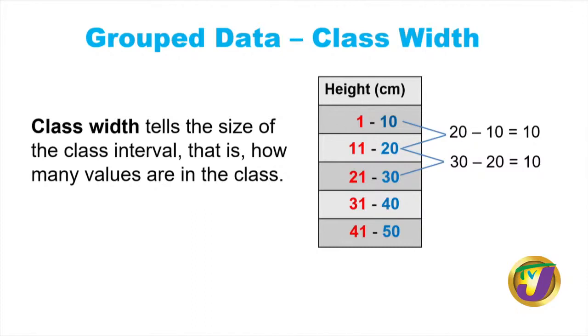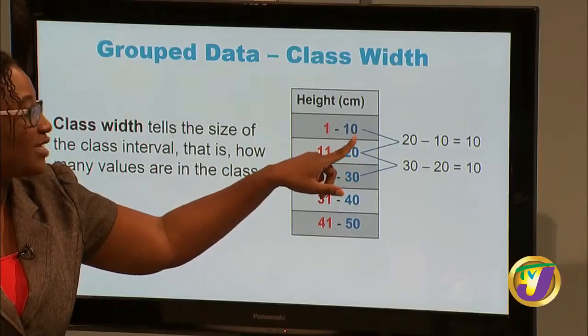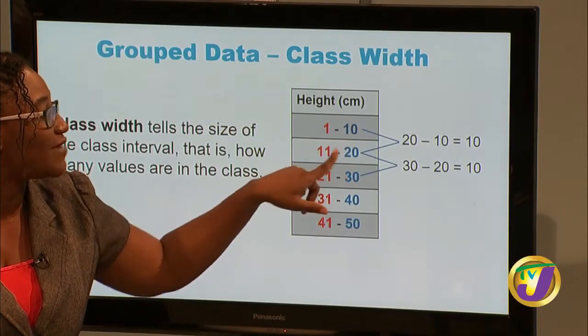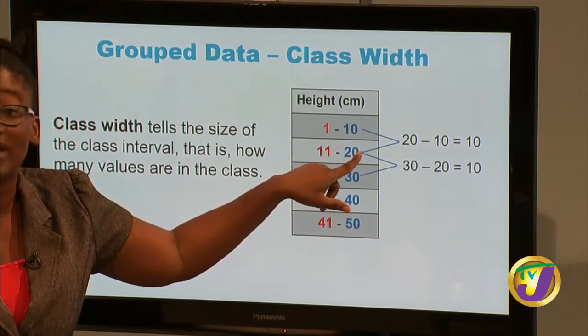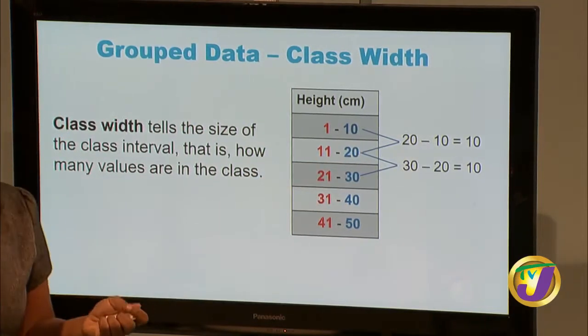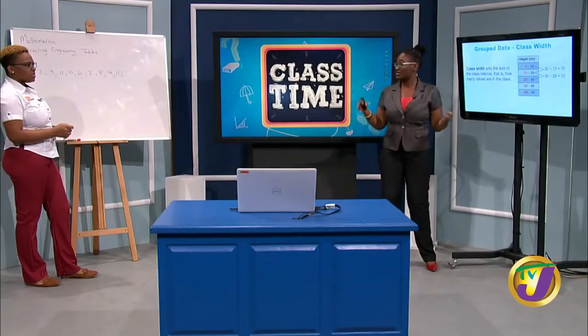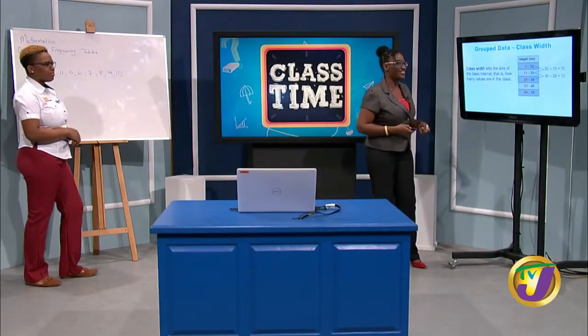So I'm seeing here that if I want to find the class width, I can use my upper limit. So I subtract upper limit 1 from upper limit 2, or I can use the lower limit. And we could also use the boundaries too. Right, so let's just do one. So the boundary here would have been 10.5, and the upper boundary here would have been 20.5. 20.5 subtract 10.5 is 10. Oh, Lord, this is so interesting.